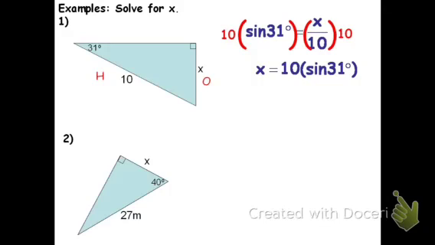Now I grab my calculator, make sure it's in degree mode, and type it in: 10 times sine of 31, and I'm going to round it. It's going to turn out to be about 5.15 units. Now take a look at the next problem. Figure out which pieces of the triangle you're given and which trig function you'd want to use here.